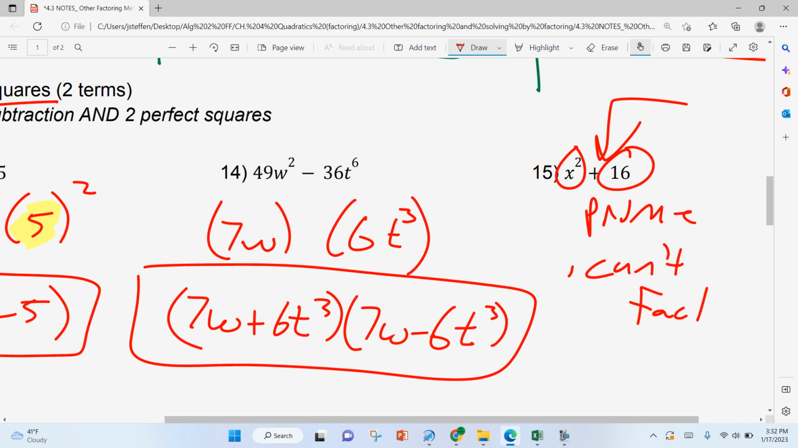You will not have one like this on your test or your quiz. I maybe will put one on the test that's multiple choice, where it says, like, which one can't factor or something like that.